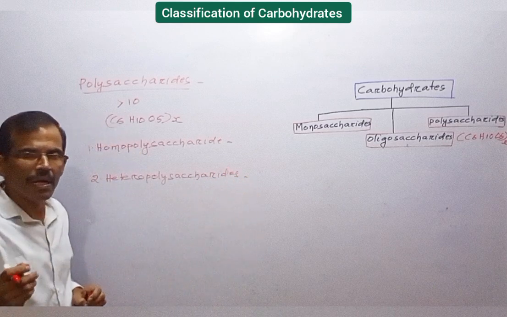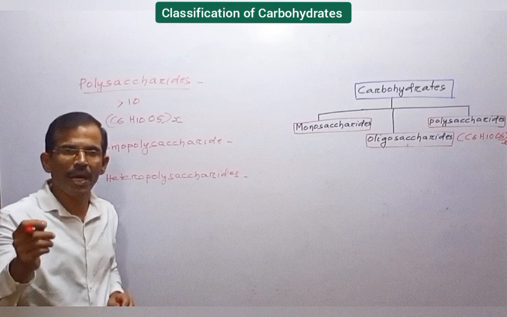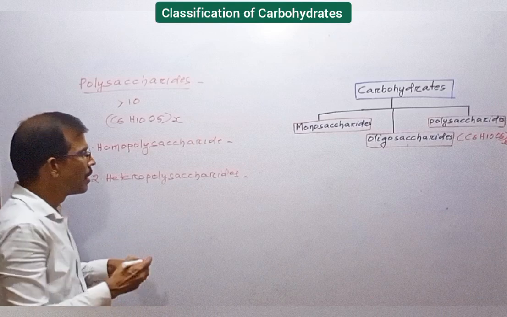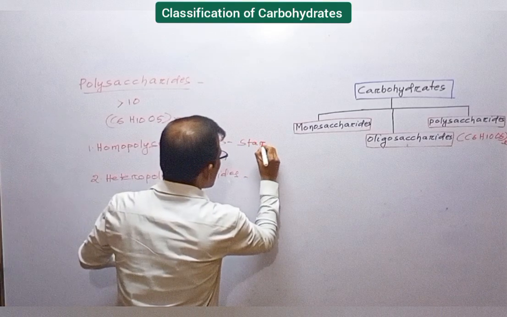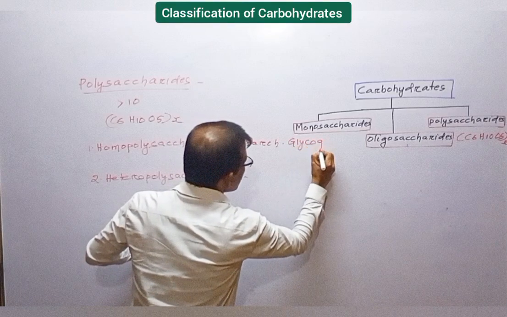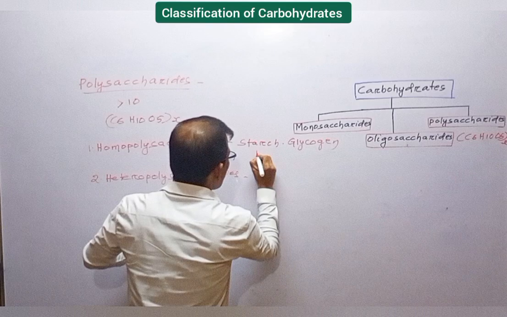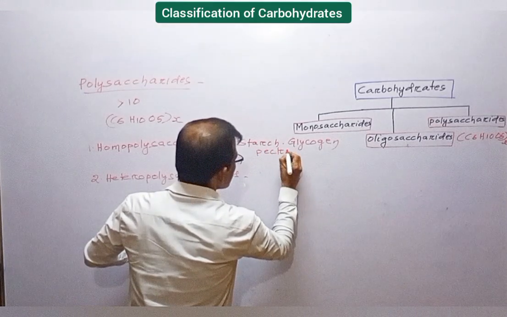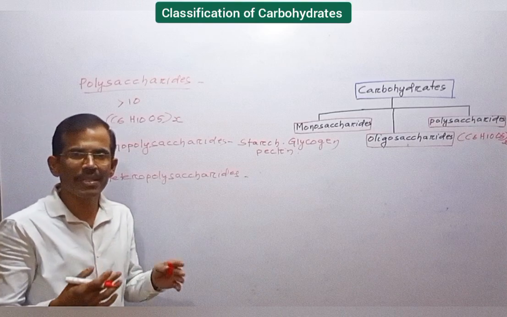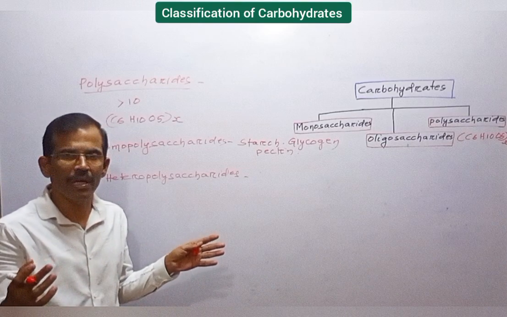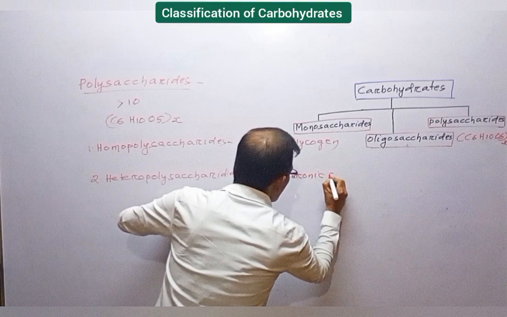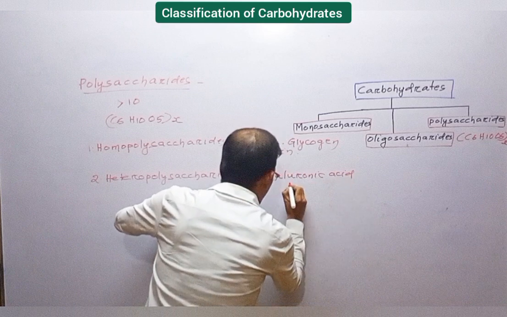The polysaccharide which is composed of the same type of monosaccharide units is known as homopolysaccharide. Examples are starch, glycogen, and pectin. Second one is heteropolysaccharide, which consists of different types of monosaccharide units. Examples are hyaluronic acid and chondroitin.